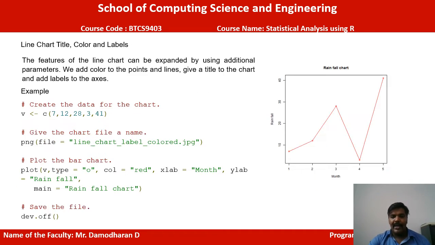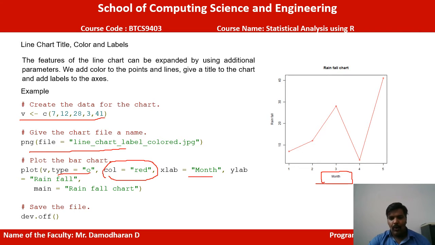Next we will see one more example, for changing the color. In the previous example we did not mention any color, but here, with the same input values, we have to save the file and change the color. Once we give the color, it will load as red. For the x label it will be month, and for the y label it will be rainfall, mentioned along the y direction. Finally the chart title is mentioned as rainfall chart.